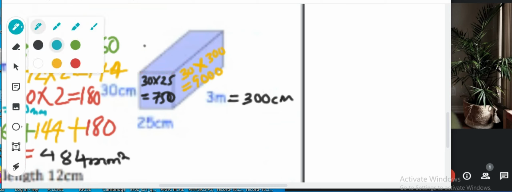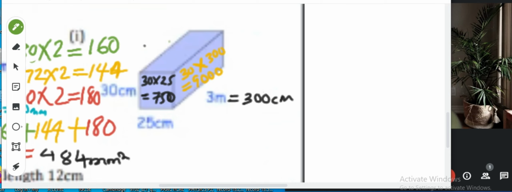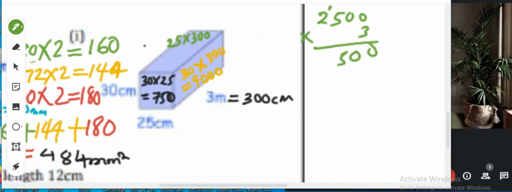So we're going to have, what color can I use? Green. 25 times 300. 25 times 300 will be, let me do a rough work, 2,500 times 3. 0, 0, 15, I carried 2, 75, 7,500. So this is equal to 7,500.